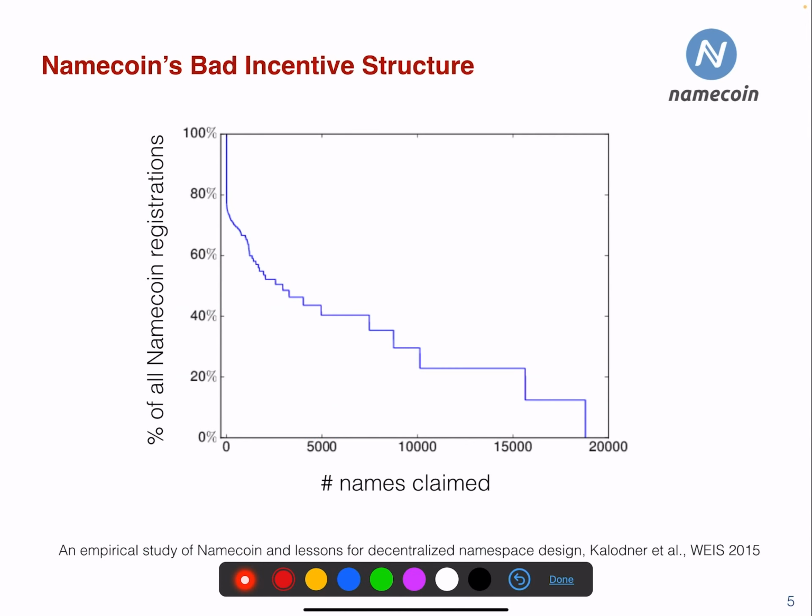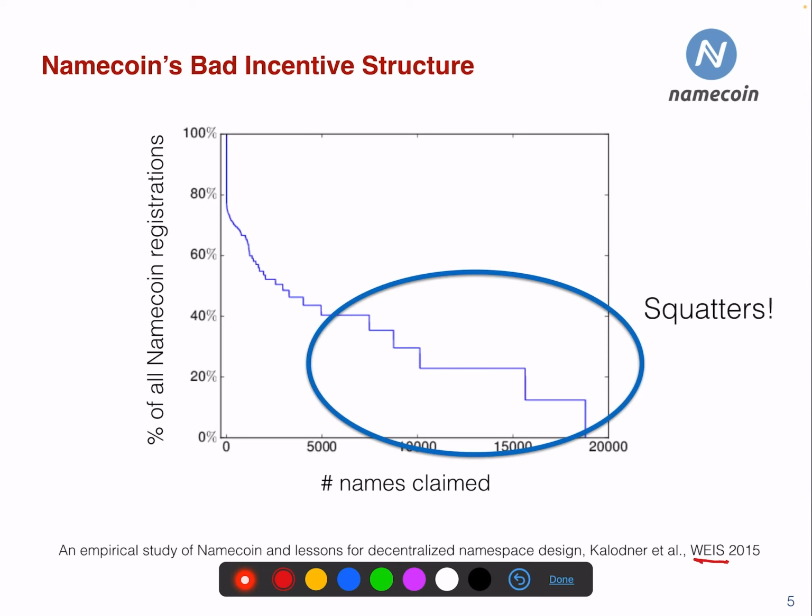So people have run this experiment. Namecoin was actually a blockchain that was running, and the thing that we have seen happen, studied here at Vice in 2015, is that a large fraction of the number of names claimed belong to quite a few percent of the Namecoin registrations, right? So this means we basically have a few squatters here.